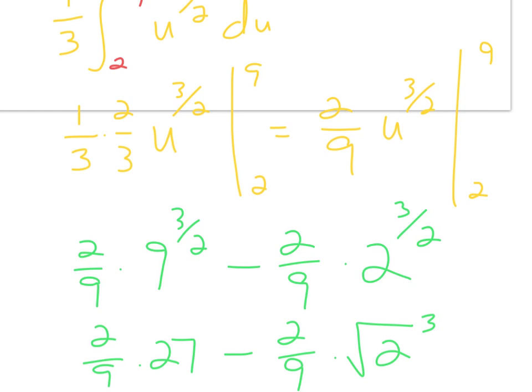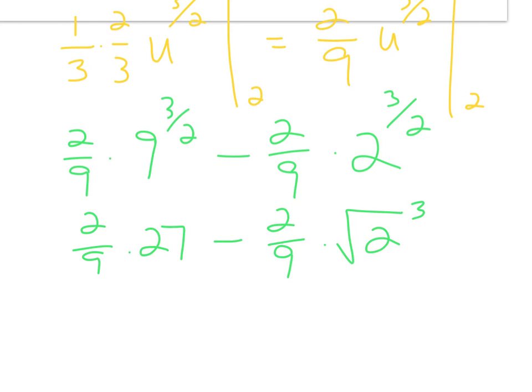We can clean that up a little bit. By, well, let's see, 27 divided by 9 is 3, so 2 times 3 is going to be a 6. That whole thing's going to become a 6 right there, minus, and then this right here is going to become 2/9, and then the square root of 2 cubed actually is going to simplify into 2 root 2. And then if I clean that up just a little bit more, we can get 6 minus 4 root 2 over 9 if we wanted to put it all together.